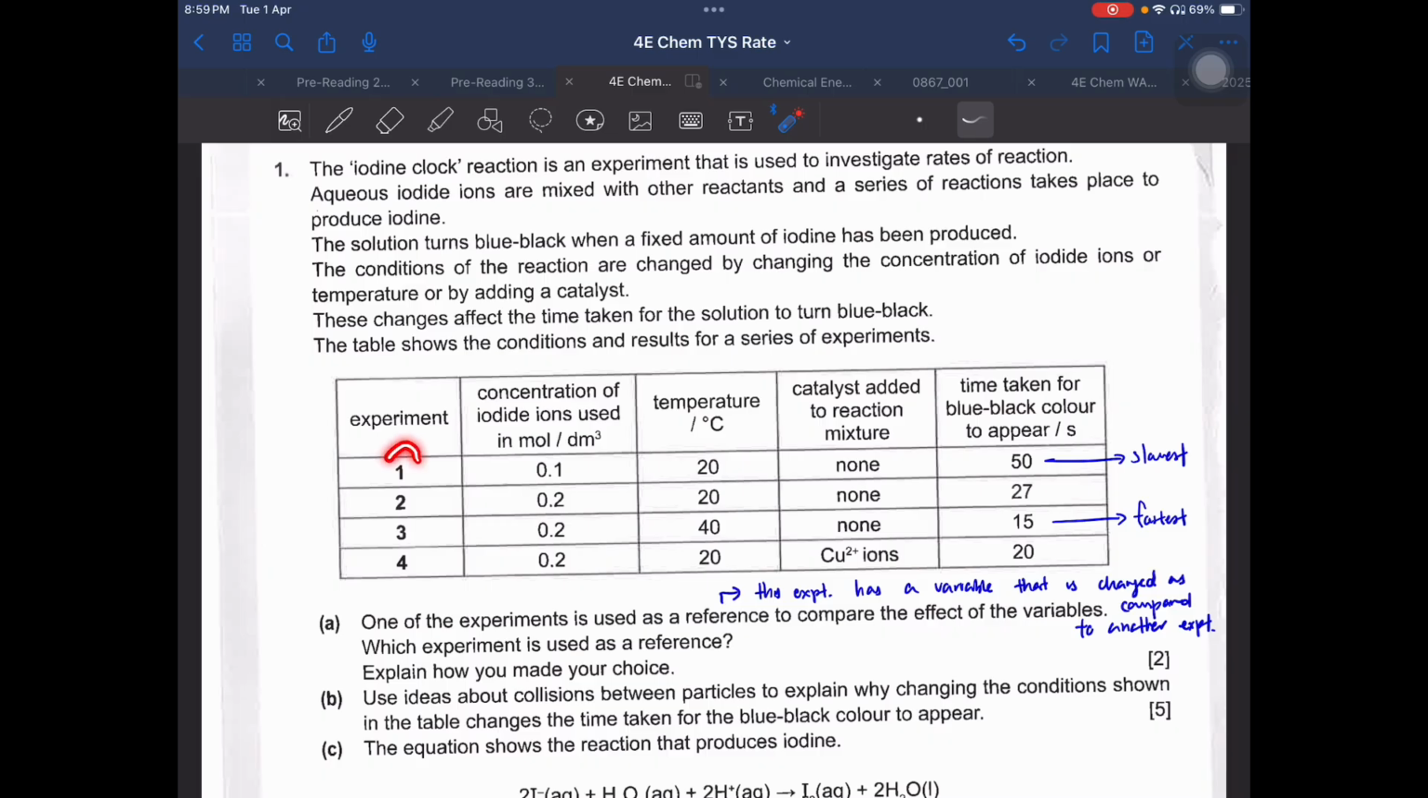Likewise, if you take experiment 1 as a reference and compare to experiment 4, you'll notice that yes, the concentration did change, temperature didn't change, but then you actually use a catalyst. So experiment 1 will not be the perfect example to compare to something else.